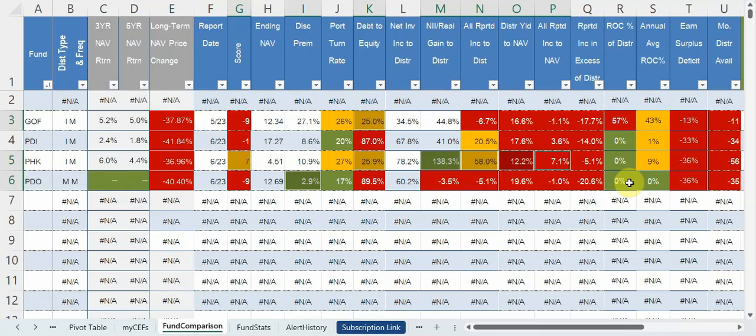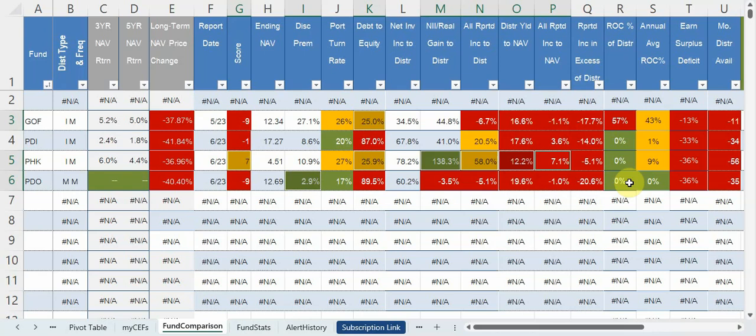It allows the investor to receive tax-deferred income from the fund, which could reduce their tax liability come tax time. But 57%, as in the case for GOF, is extreme. So in this category, GOF is the loser, and there's no distinct winner among the other three PIMCO funds.